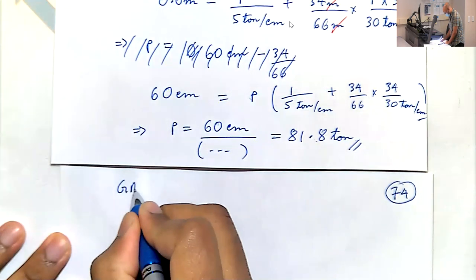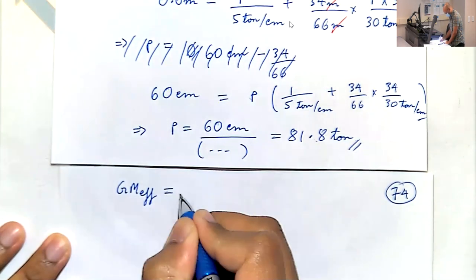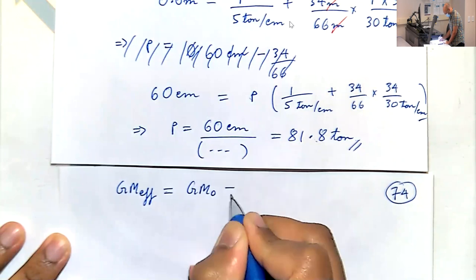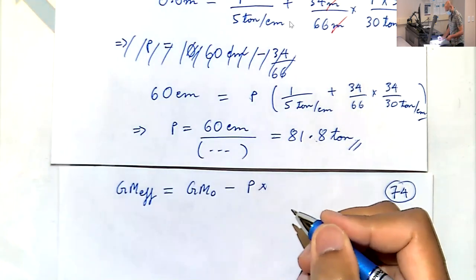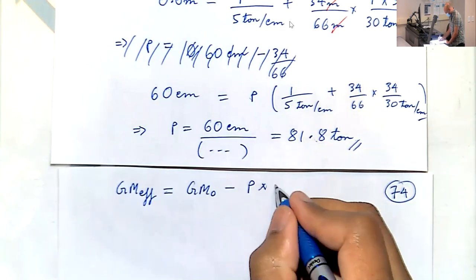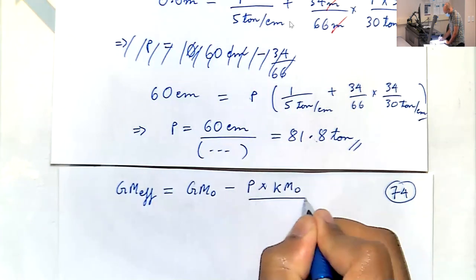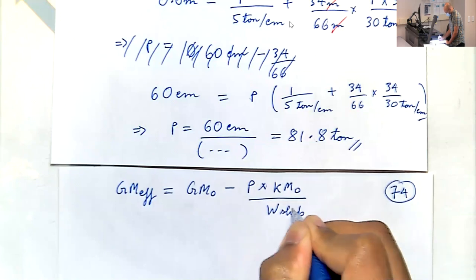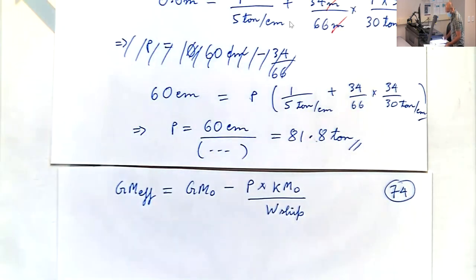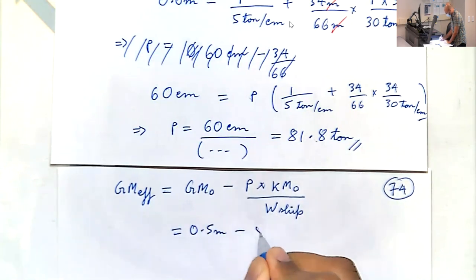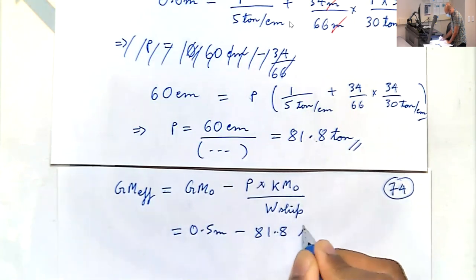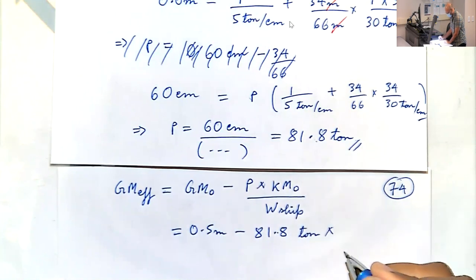So GM effective, we use our formula. It was what, GM zero minus P times, what was it? M zero. Is GM zero given in the question? Yeah. Given. So this is 0.5 meter minus KM.